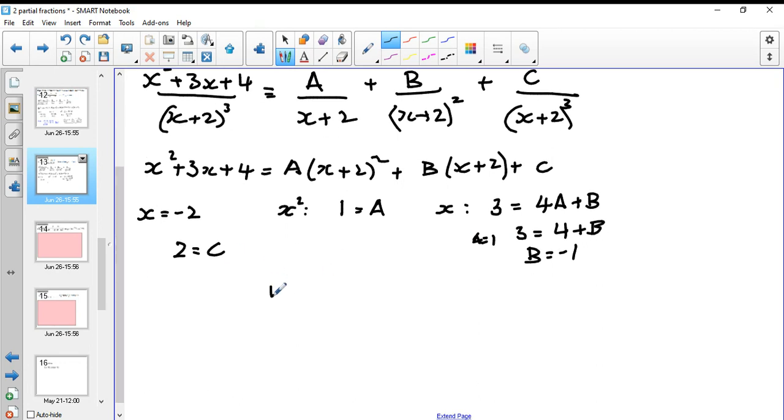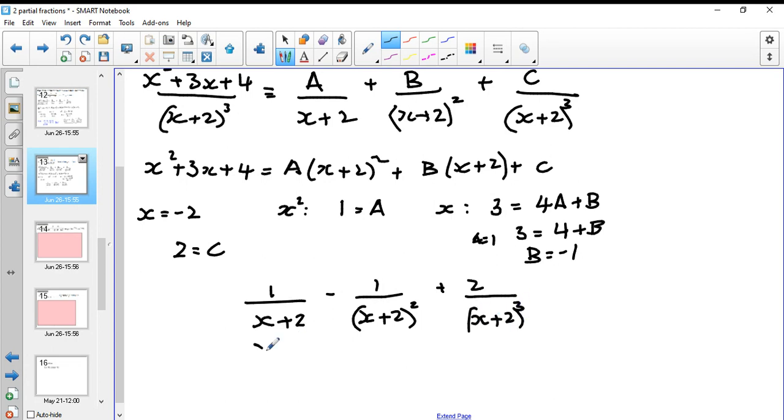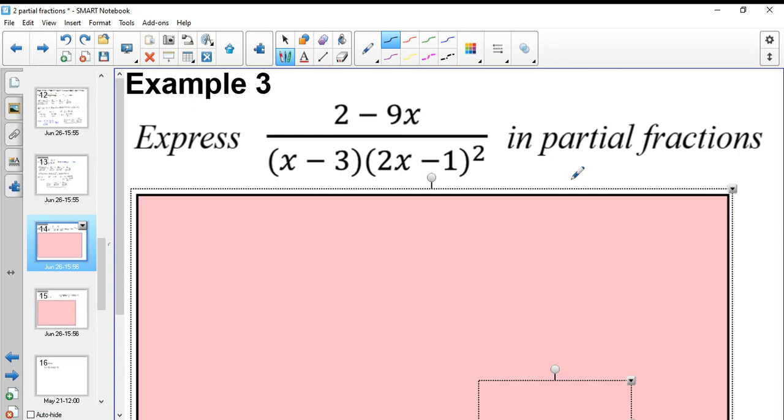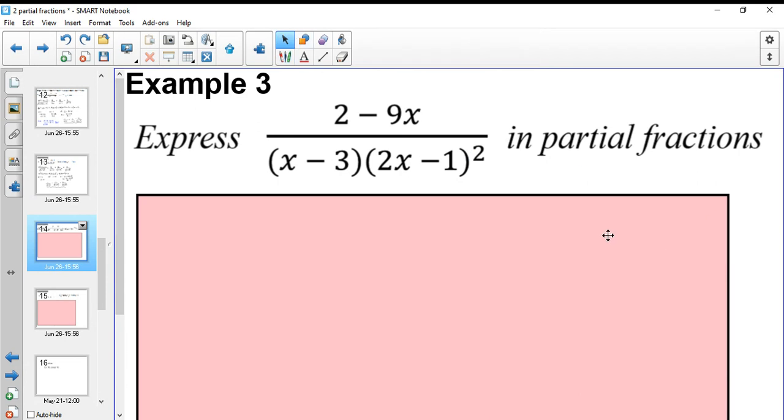Final answer, 1 over x plus 2 minus 1 over x plus 2 squared, plus, sorry, 2 over x plus 2 cubed. And that's our final answer. Okay, so I would like you to pause the video and have a little go at this one, and then I'll show you the answer.